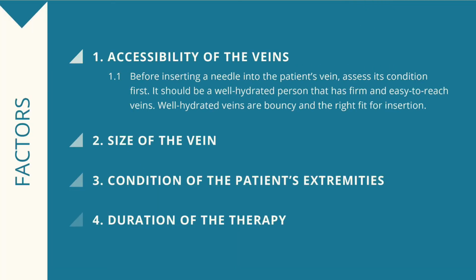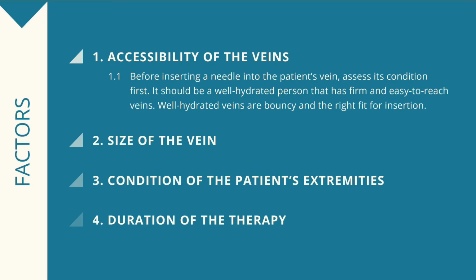CLO number 6 is to cite the factors affecting the IVF insertion as to its selection of site. First factor is the accessibility of the veins. Before inserting a needle into the patient's vein, assess its condition first. It should be a well-hydrated person that has firm and easy-to-reach veins. Well-hydrated veins are bouncy and the right fit for insertion.